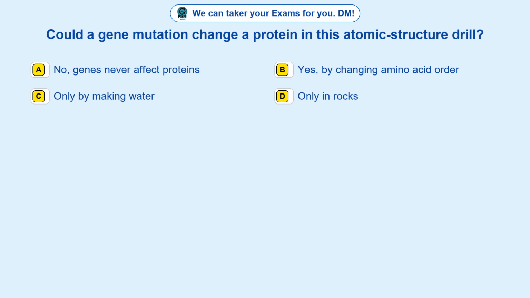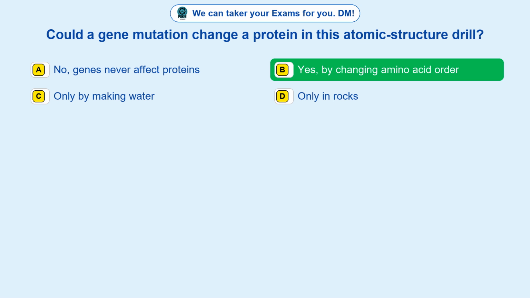Question 10. Could a gene mutation change a protein in this atomic structure drill? Option A. No, genes never affect proteins. Option B. Yes, by changing amino acid order. Option C. Only by making water. Option D. Only in rocks. The correct answer is option B. Yes, by changing amino acid order.